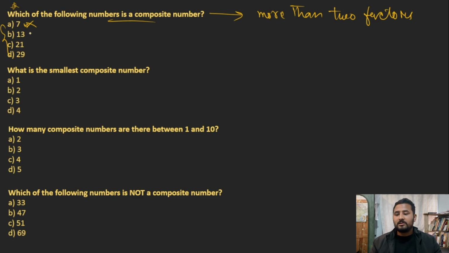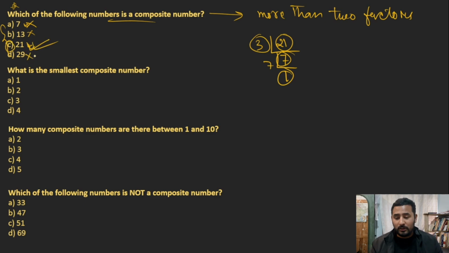Okay. Then 13 also, we have learned it has only 2 factors, 13 and 1, so it cannot be a composite number. 21. Now let us factorize 21. 3 into 7 is 21. 7 into 1 is 7. Can you see 1, 2, 3, 4? It has 4 factors, which is more than 2. So our answer will be option C, 21. Again, 29 is a prime number, so it cannot be a composite number.